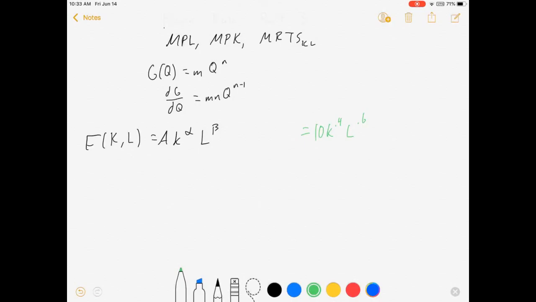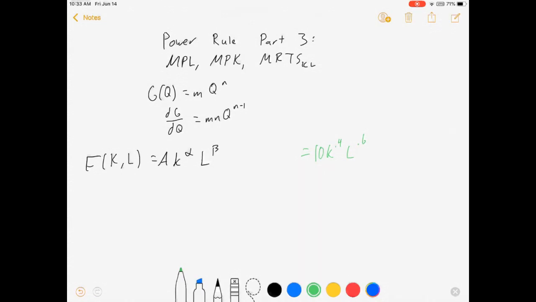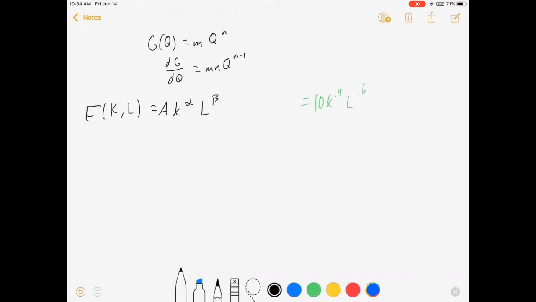We're going to use the power rule in this video to get marginal product of labor, marginal product of capital, and also get marginal rate of technical substitution to see how fast we are willing to trade off between capital and labor. So first of all, let's talk about what the MPL and the MPK are.